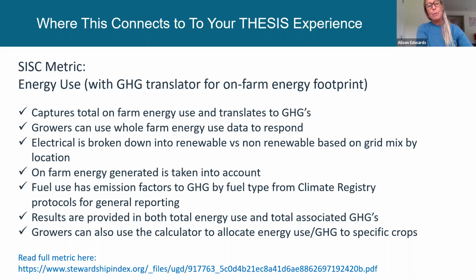Results are provided in both total energy use and total associated GHGs, which is important because a grower is mostly going to be managing the energy use piece. And that's how they're going to reduce their associated GHG footprint, through the energy use piece. And then lastly, very relevant to this topic, growers can use the metric to allocate energy use and GHGs out to specific crops. So even though they input the information at a total farm level, they're able to allocate it down to specific crops so that they can respond to reporting requests.